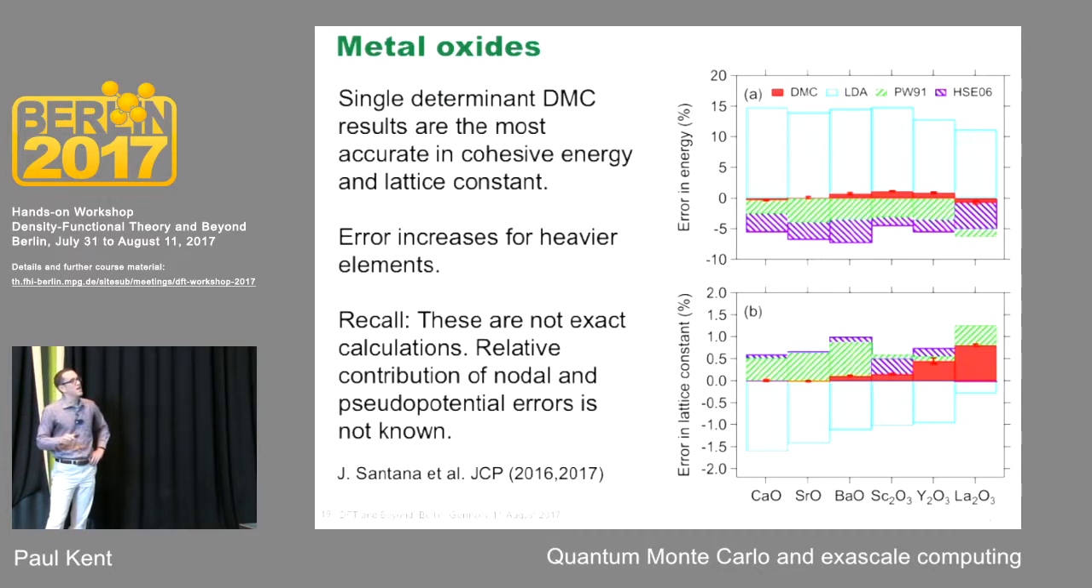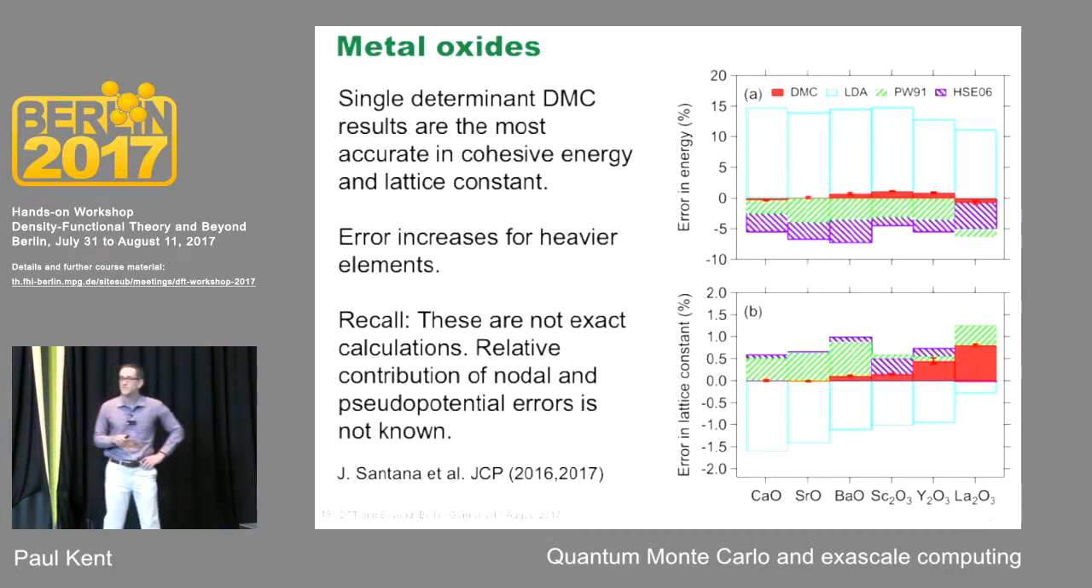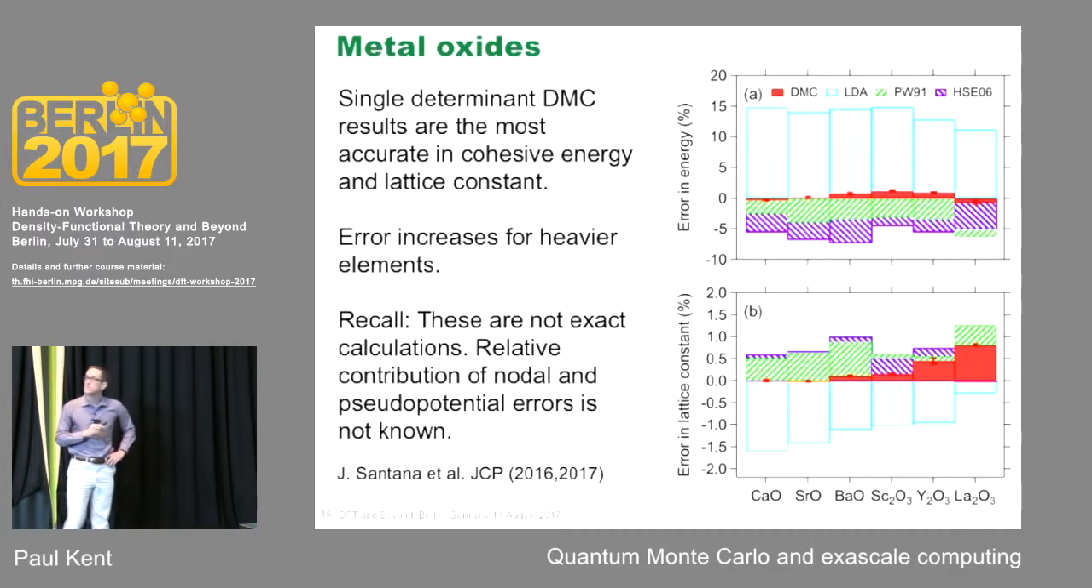So what I'm showing here is some validation work that was done for a range of metal oxides. You can probably see that this is testing to get ready to do a series of high-temperature cuprate superconductors. So we've got lanthanum oxide, yttrium oxide, scandium, barium, strontium, and calcium. And what's shown here vertically is the error in the cohesive energy, and in the lower part is the error in the lattice constant. The diffusion Monte Carlo is in red, so that's this scatter here, right? And various DFTs are these other bars, right?